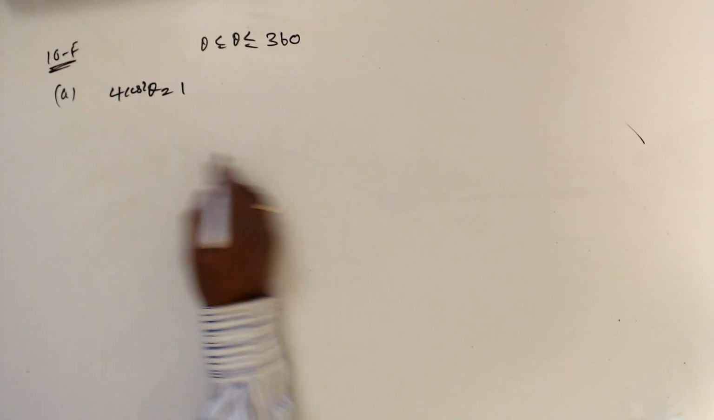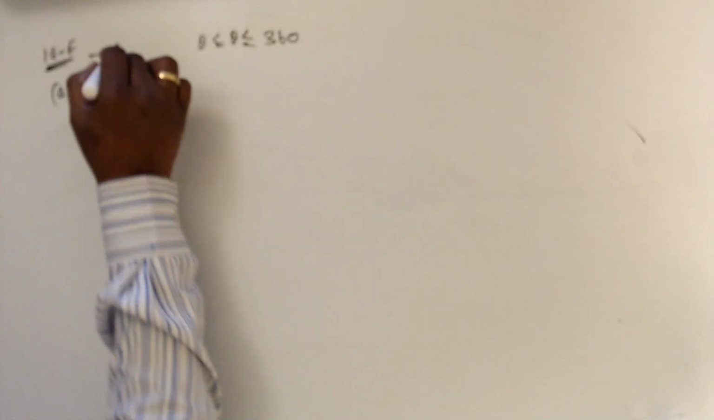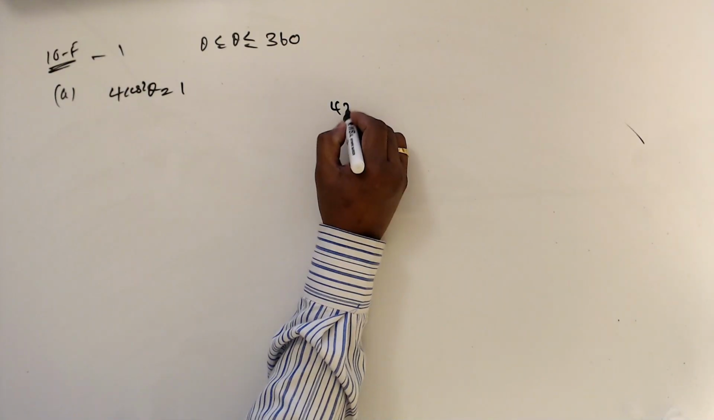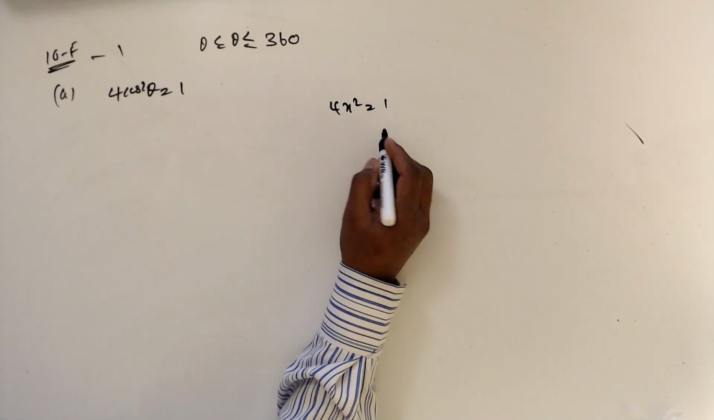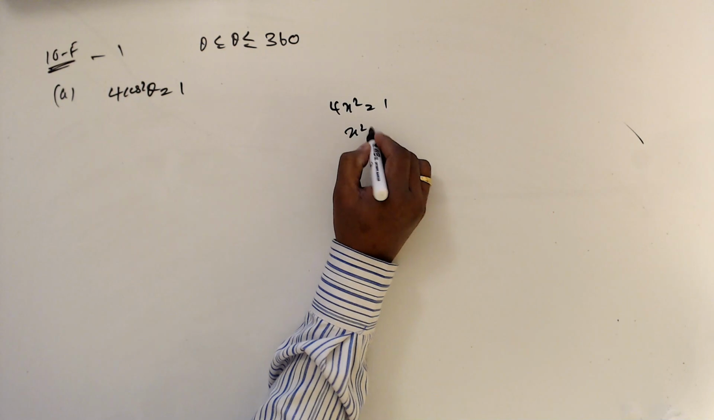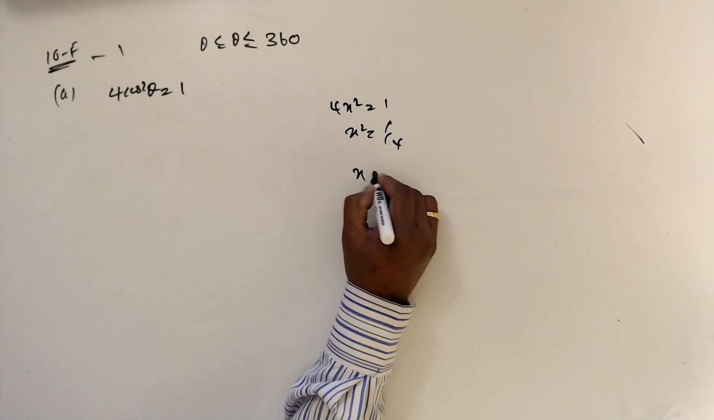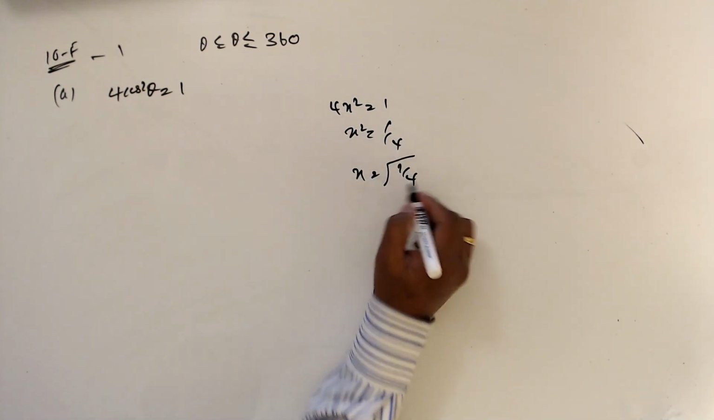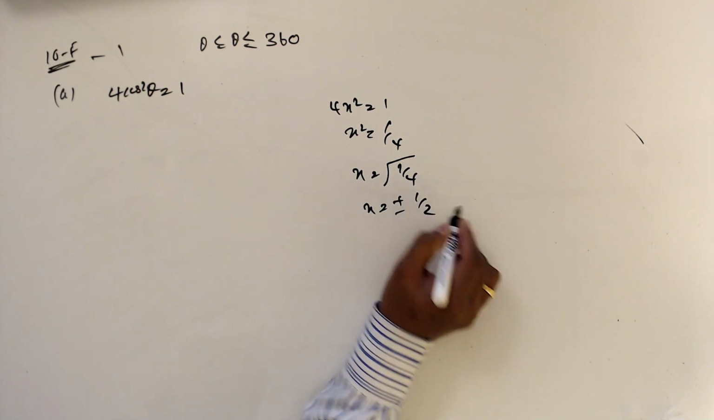Exercise 10F question number 1A. 4x² = 1. What is the answer? x² = 1/4. x equals the square root of 1/4, plus or minus half.